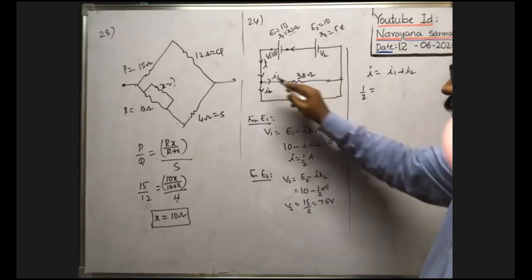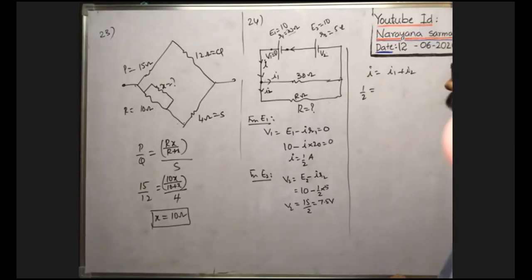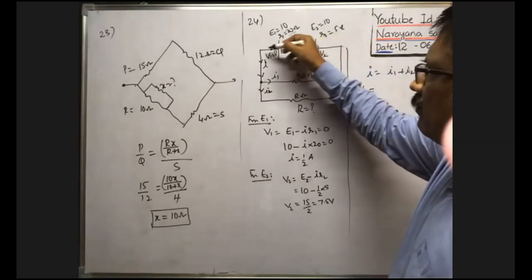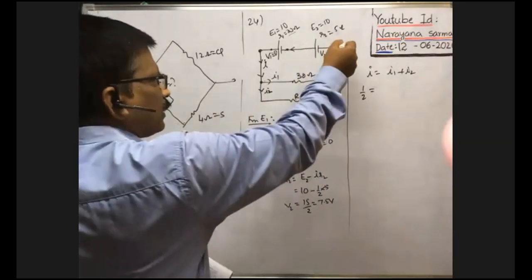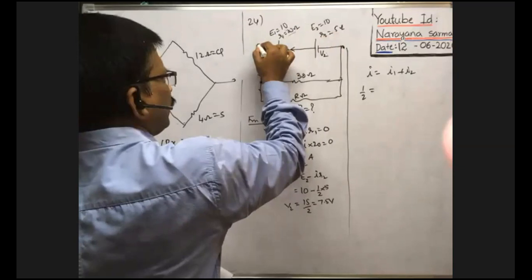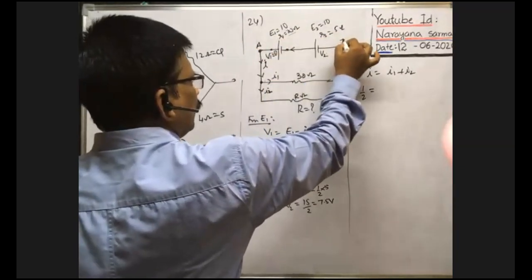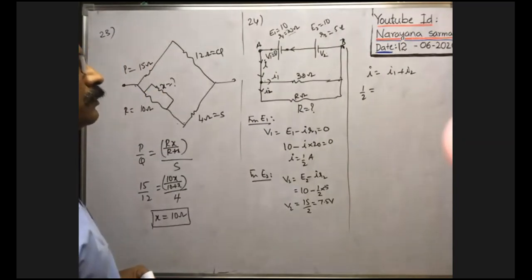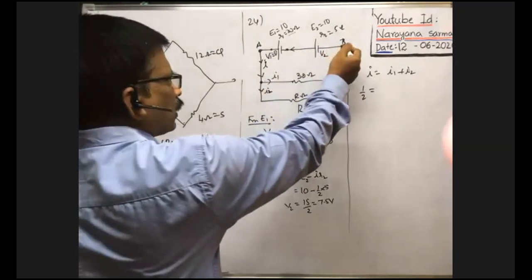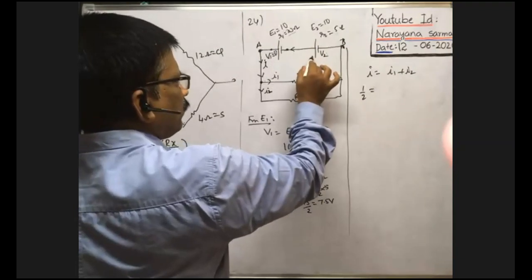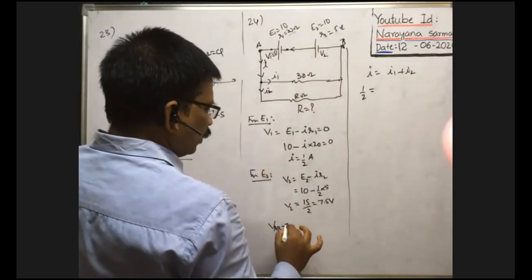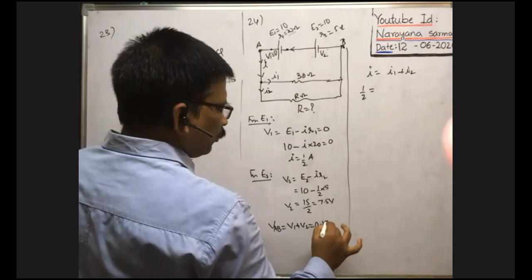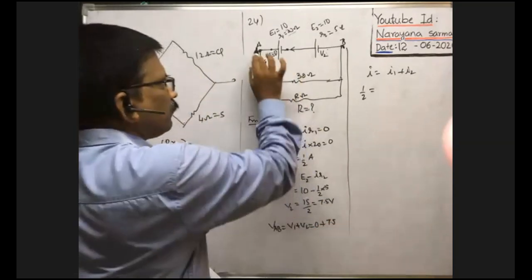What is the potential difference across this resistance? Here V2 plus V1 is the potential difference across this one. From the diagram, suppose this is point A and this is point B. Here the potential difference is V2, and here the potential difference is V1. So the potential difference across AB is equal to V1 plus V2. V1 is 0, given. V2 we got as 7.5. Therefore the potential difference across this is 7.5.